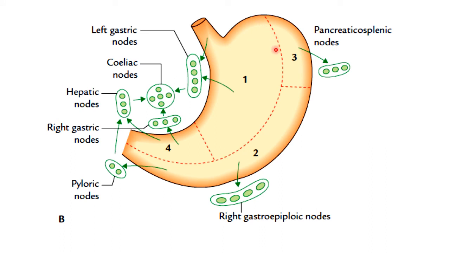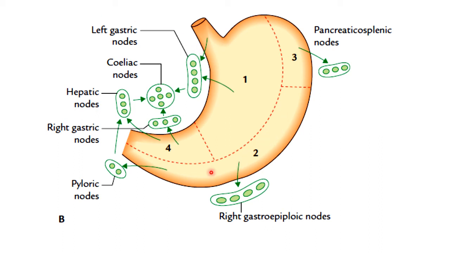First, we will discuss the lymphatic drainage of area 1. This is the largest area along the lesser curvature of the stomach. The lymph from this area is drained into left gastric nodes along the left gastric artery. These lymph nodes also drain the abdominal part of the esophagus.